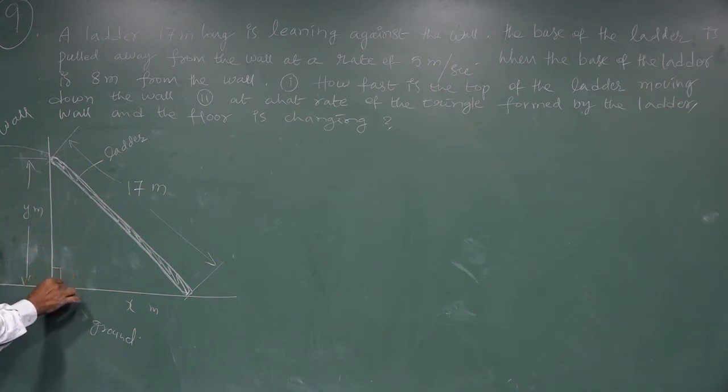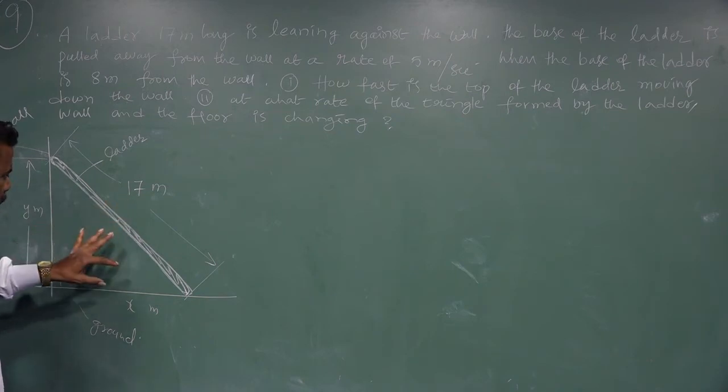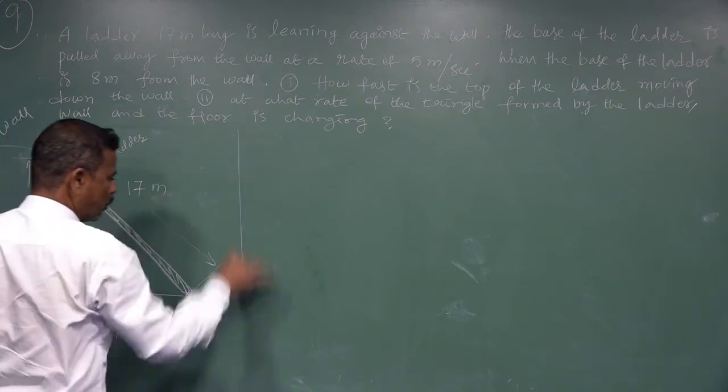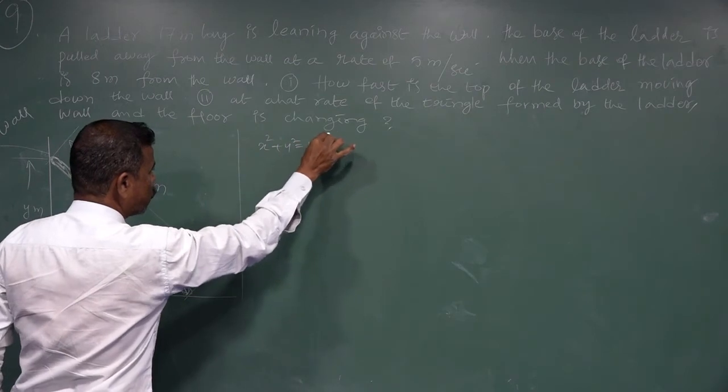This is the right triangle. So from the right triangle, x, y, 17. From the Pythagoras theorem, we get x square plus y square is equal to 17 square.